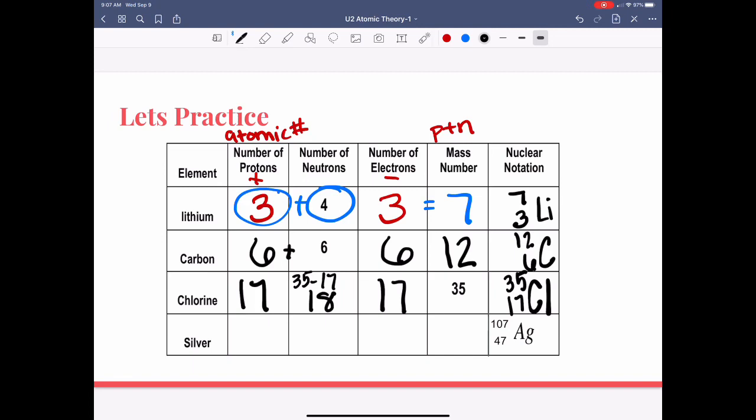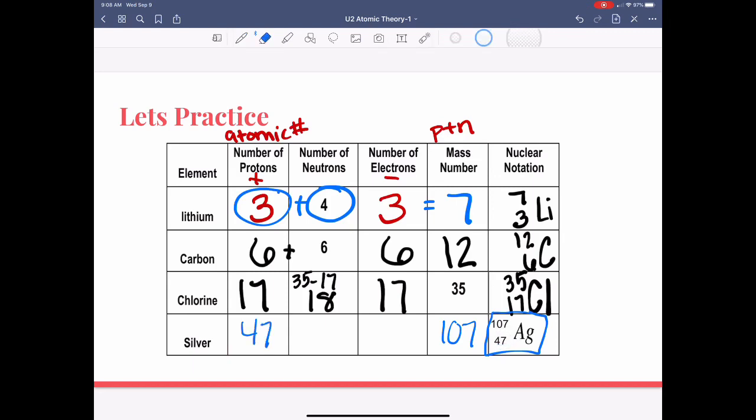And then lastly, I've got silver. So look, here's where we use our nuclear notation. It tells us all of this information in one nice little box. In one nice small spot, I can have all the information I need about an atom. So I can fill out all of these boxes from what it's given me down here. We know the top number, 107, is my mass. The bottom number, 47, is my number of protons, or my atomic number.